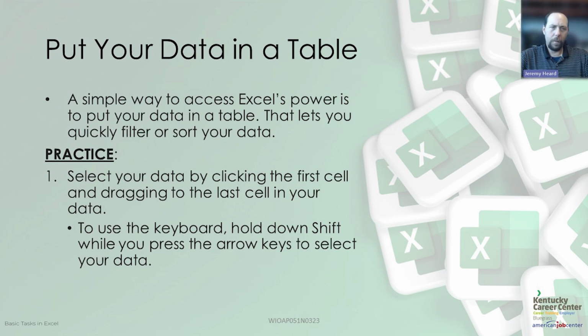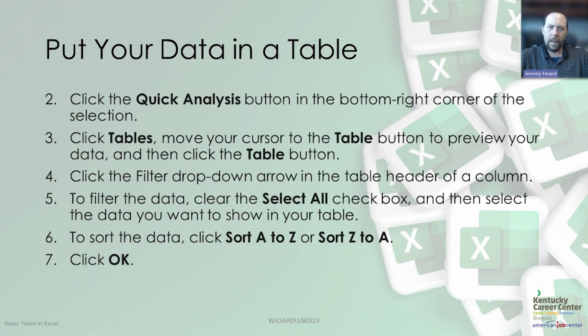One of the other things you can do is you can put data into tables. If you want to put data into tables, all you have to do is select the data that you want to highlight, and a little button will pop up in the bottom right-hand corner of the selection that you made. That's the Quick Analysis button. If you select that, you can choose Tables, and then you can choose what kind of table you want.